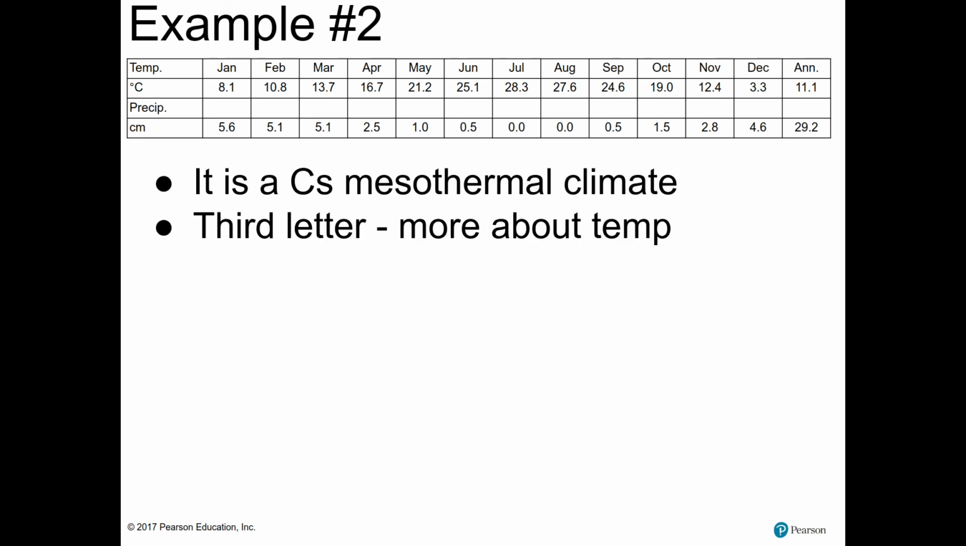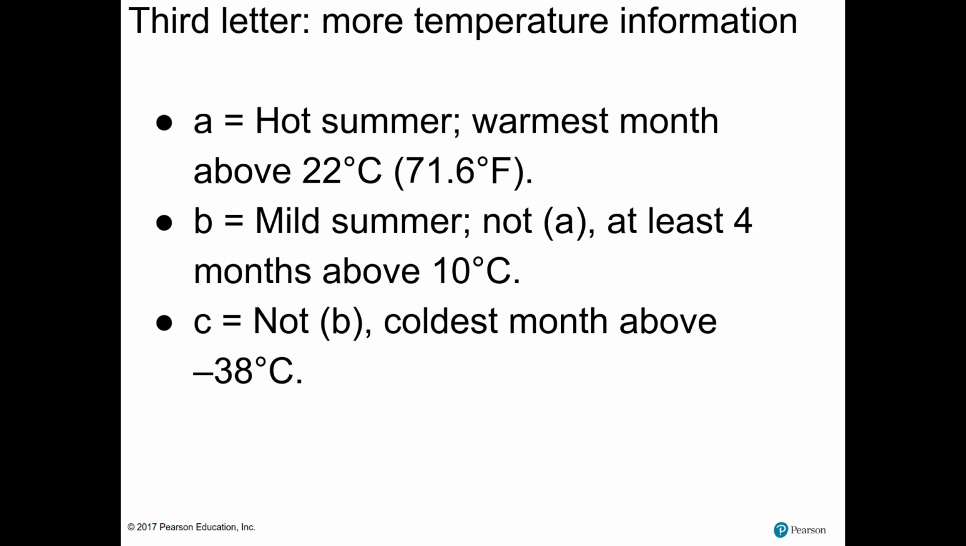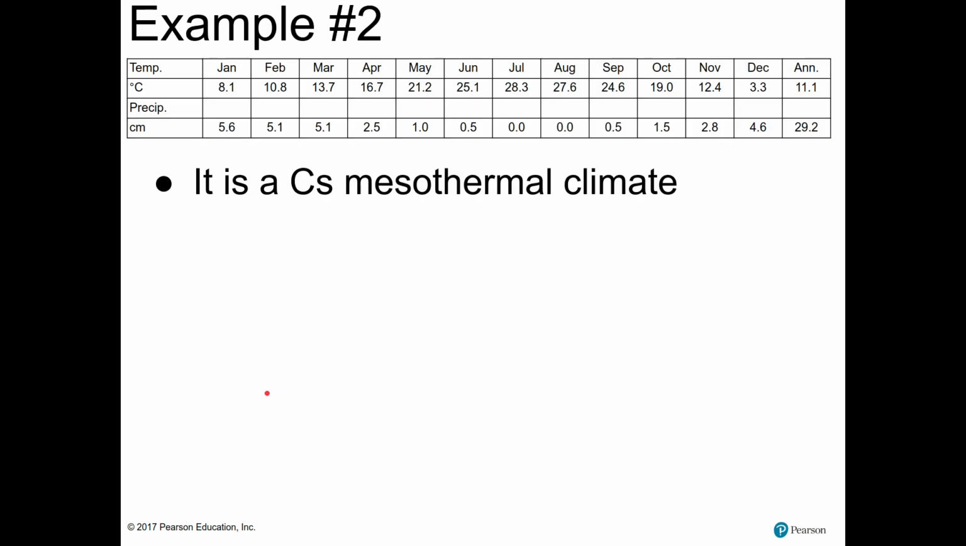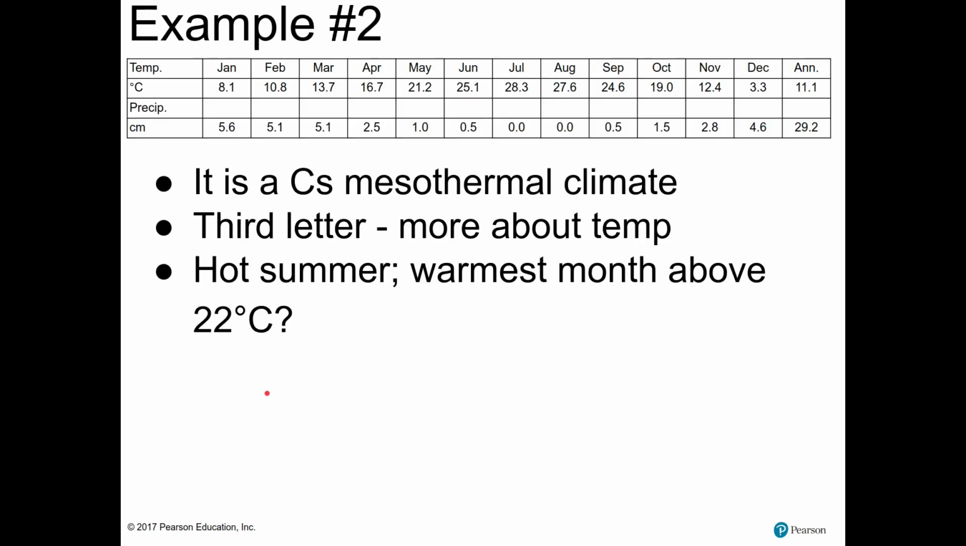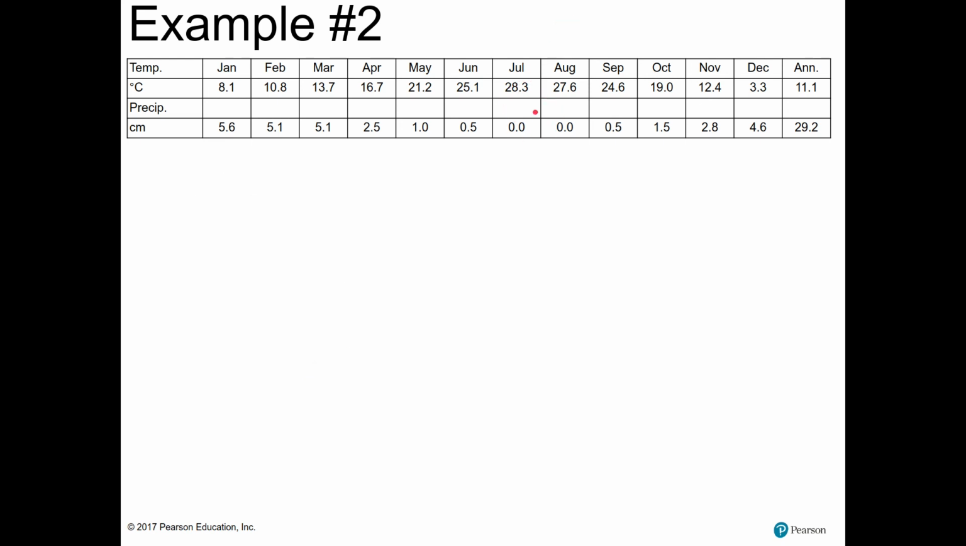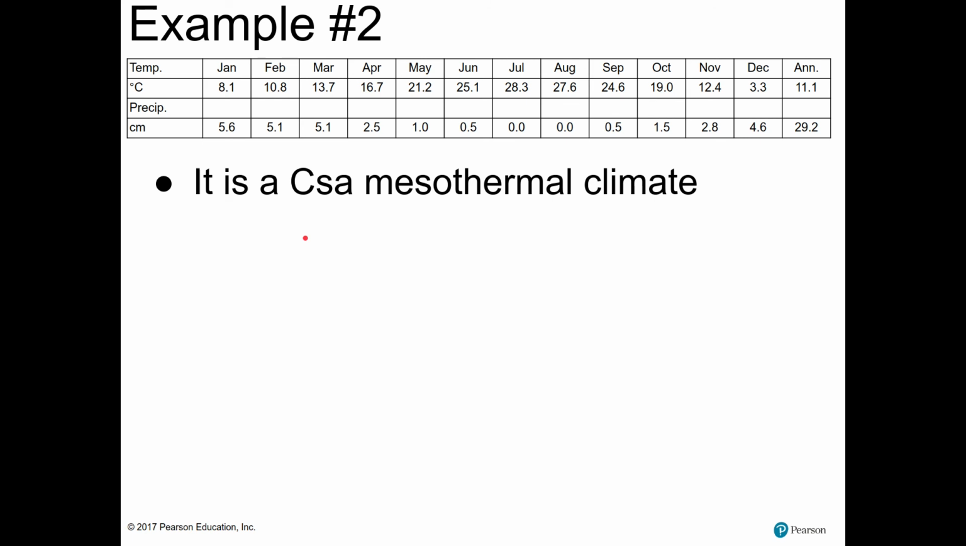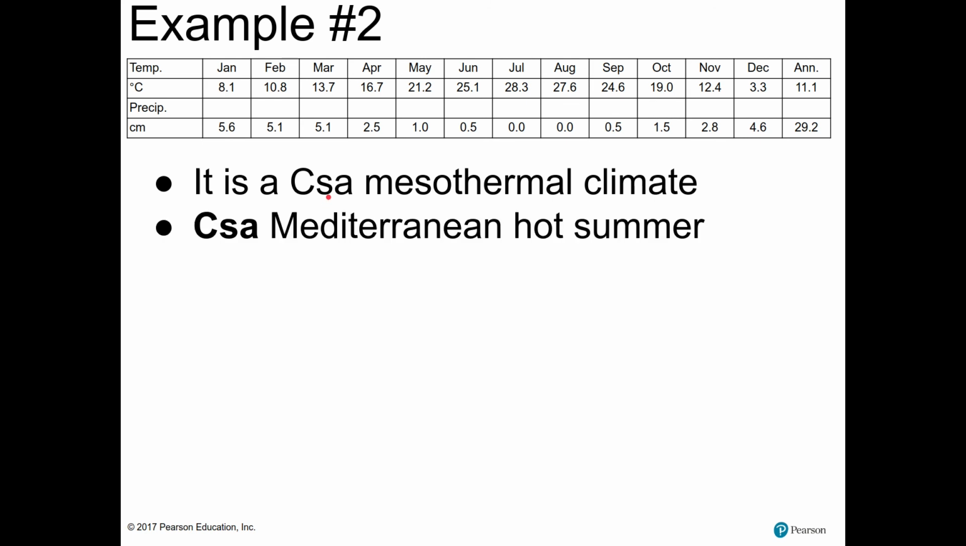The third letter tells us more about the temperature. Here are the 3 options for C climates: A, hot summer over 22, B, mild summer 4 months over 10 Celsius, or C, coldest month above -38. So is the warmest month over 22? Heck yeah! The warmest month is 28.3. So it is a CSA mesothermal climate. CSA is the symbol. Mediterranean hot summer is the climate name.